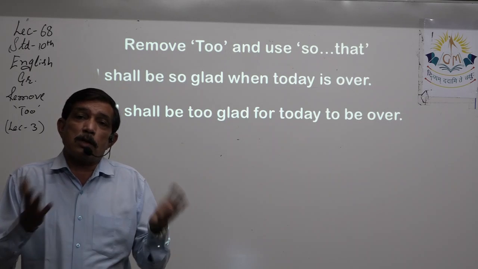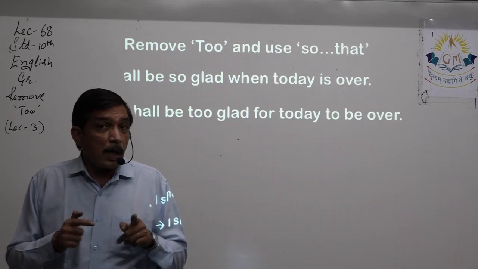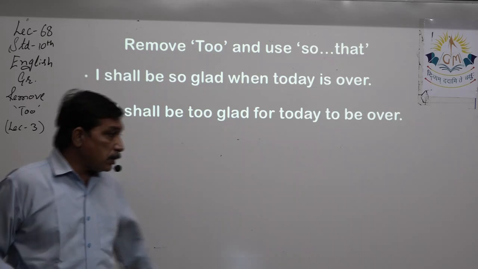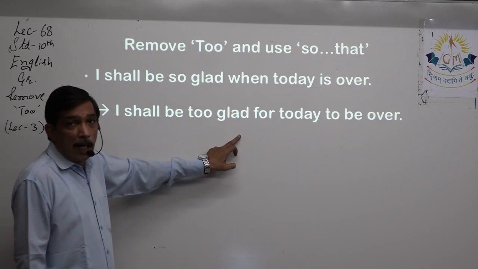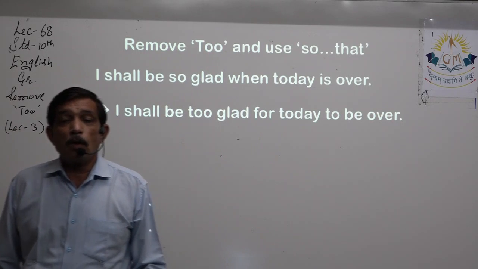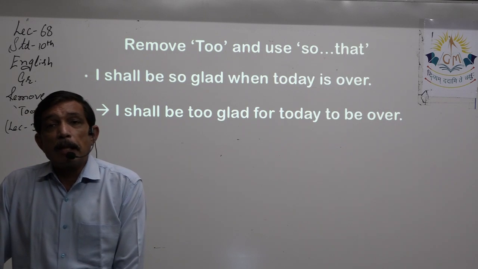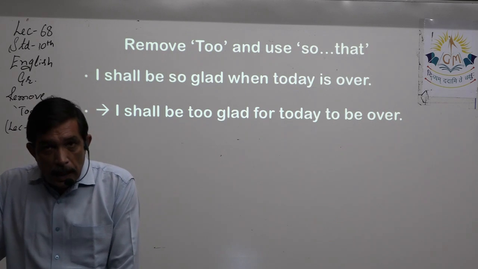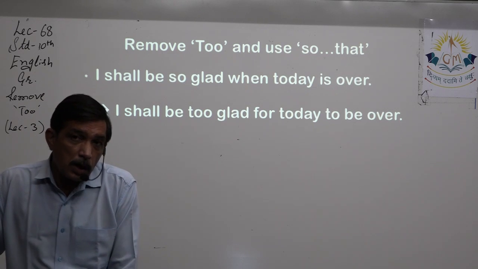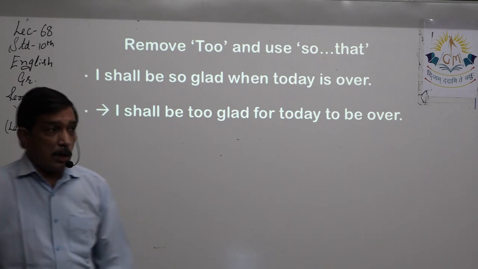Right? I have to face lots of difficulties still, or there is lots of work remaining. Today is not over. I have to keep the meaning of that sentence intact when I do the transformation. So I am too glad for today to be over. In the answer also I changed from "so glad" to "too glad", but I kept the meaning of the sentence intact. I did not use negation, because if you try to use negation over here, then the meaning of the sentence will change, right?